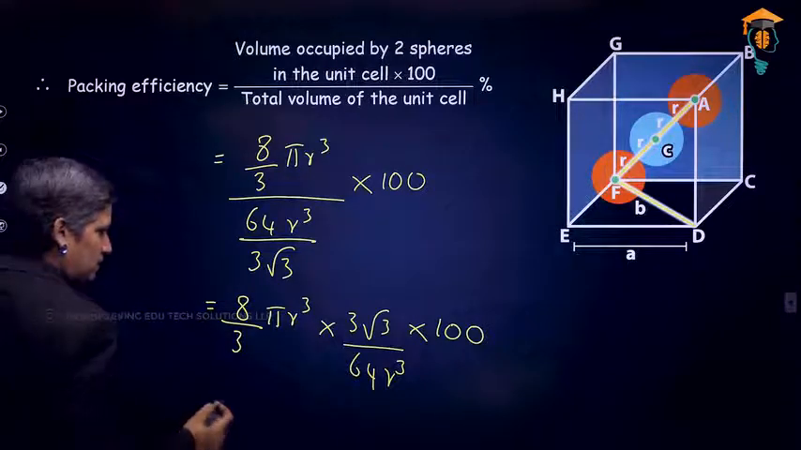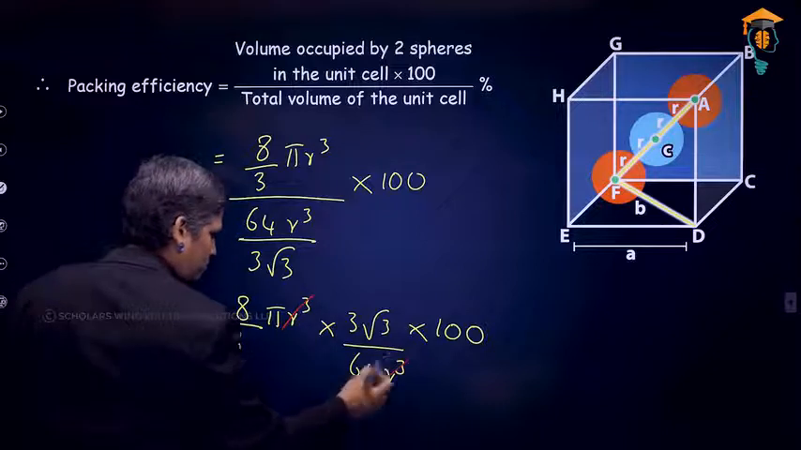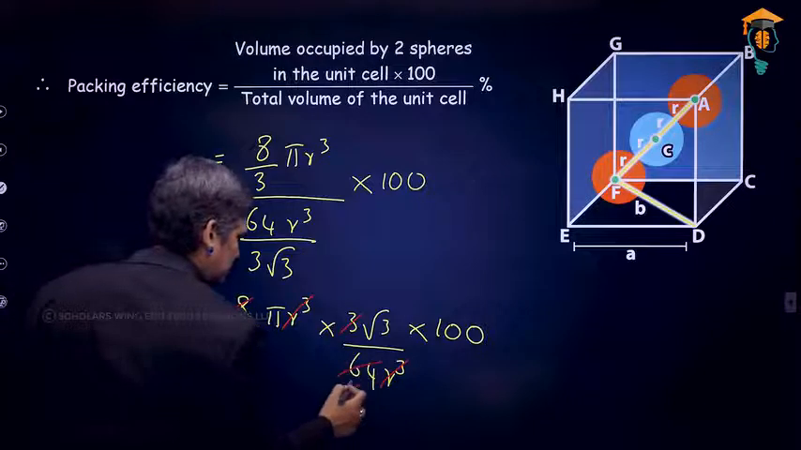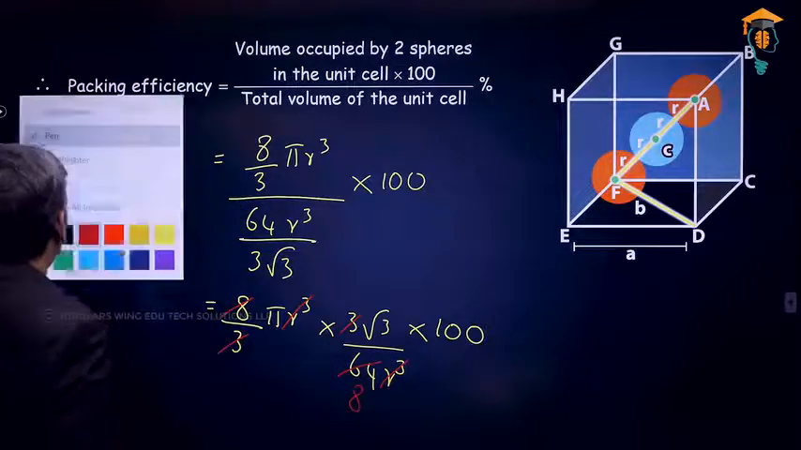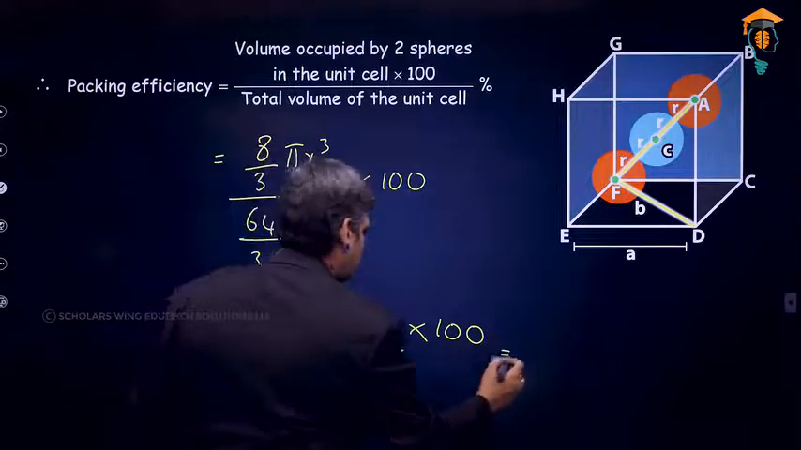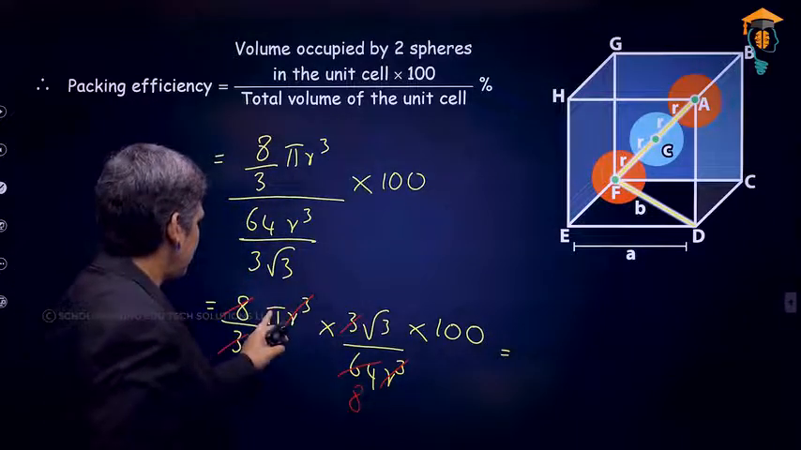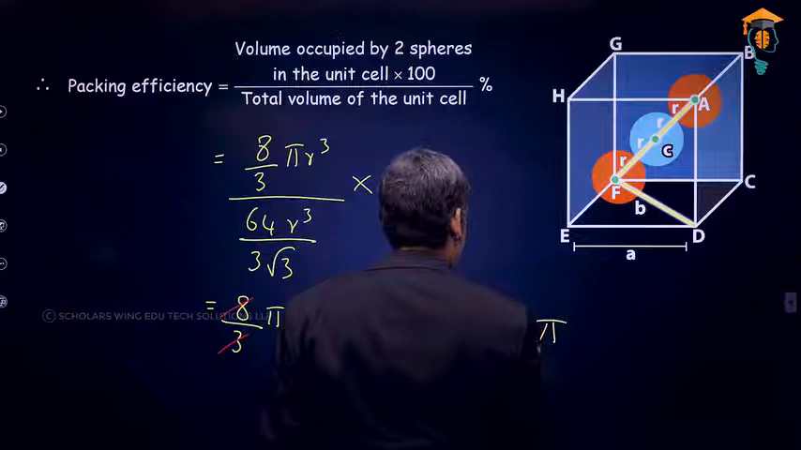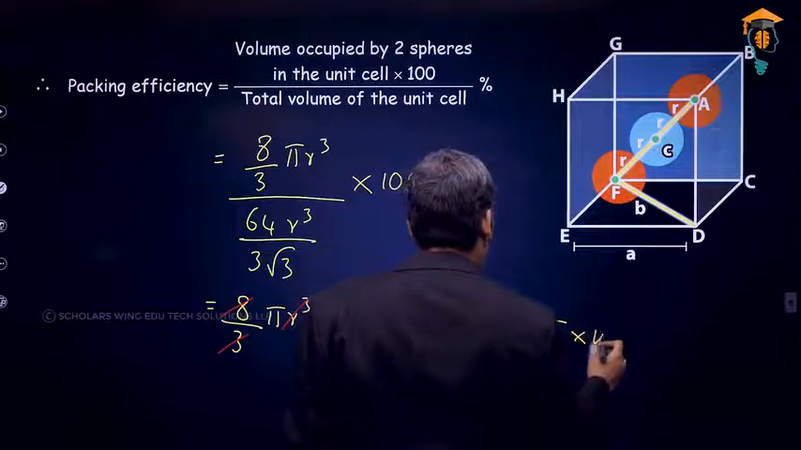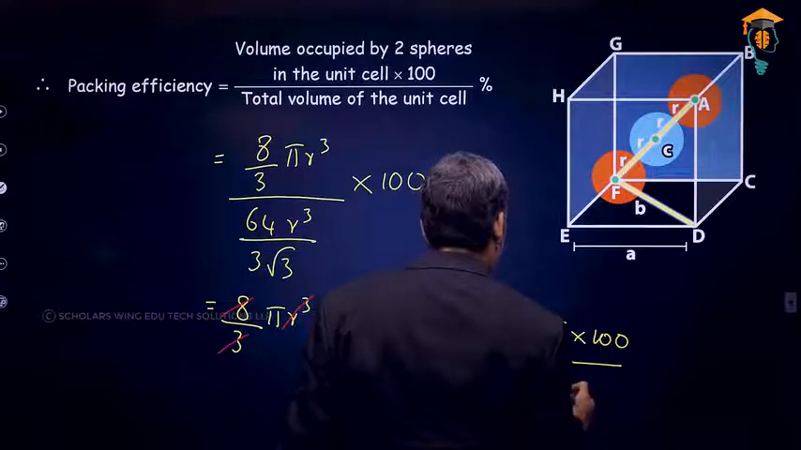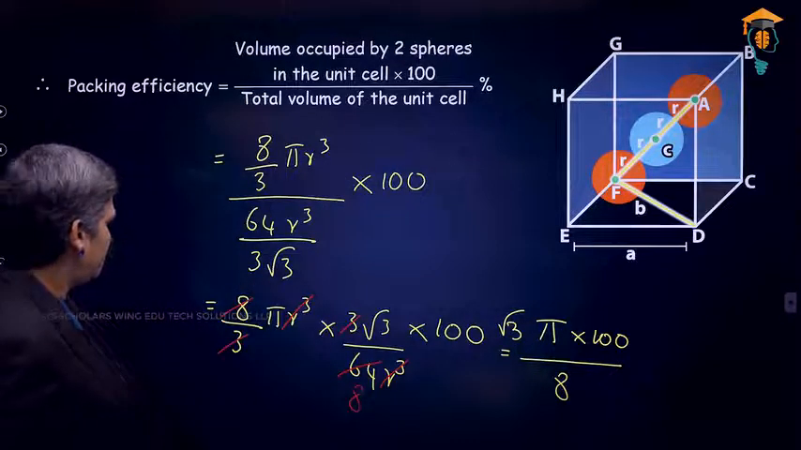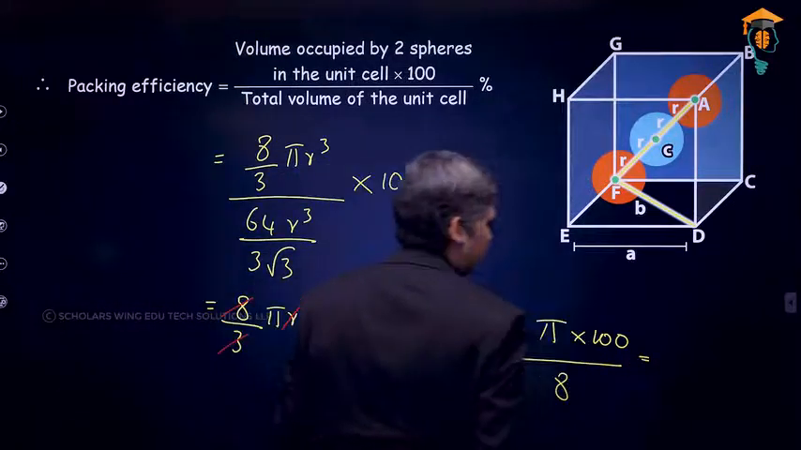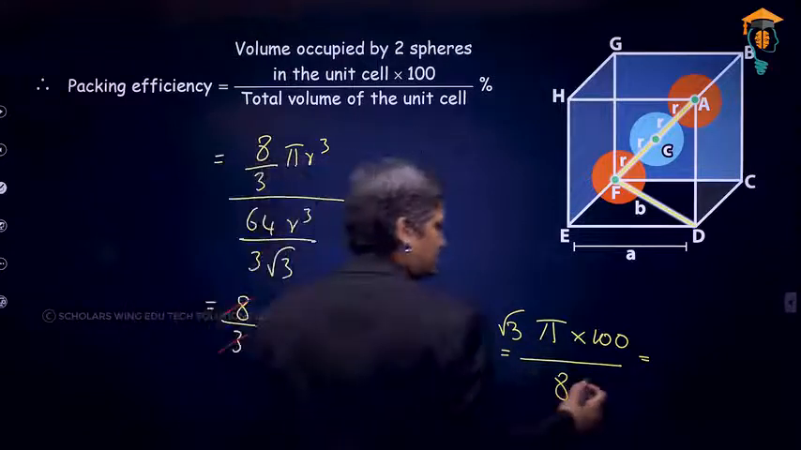Will we cancel out certain common things? Yeah, r cube will go. 3 and 3 go out, and 8 ones are 8, 8 eights are 64. So what is left, my dear? We got now, look here, pi by 8 into root 3, isn't it? Or I can say root 3 into pi into 100 by 8. Can we simplify further? You have to only calculate by substituting the value of pi, and if you multiply and divide, finally you will get the answer as 68%.